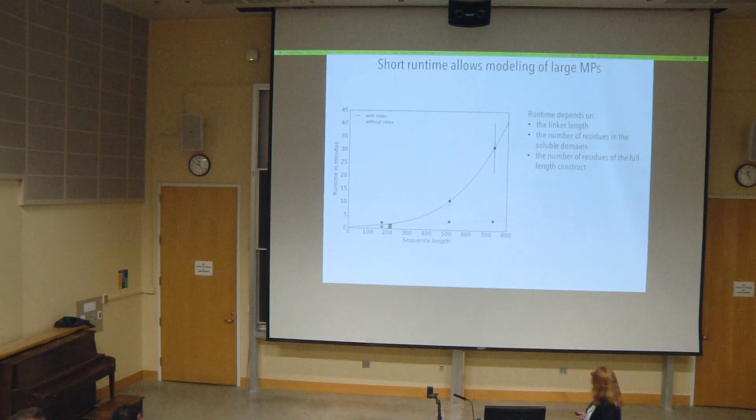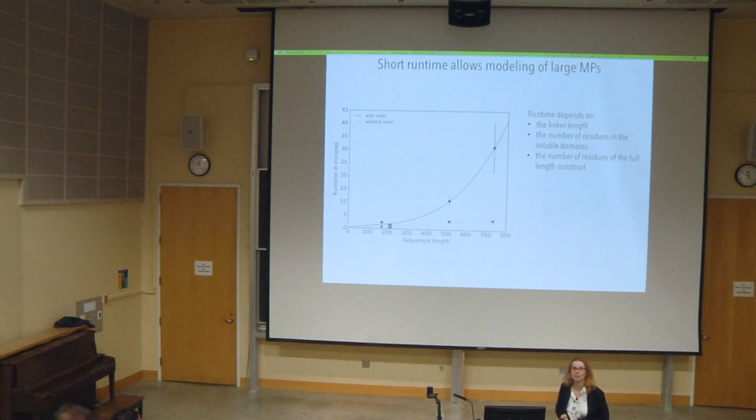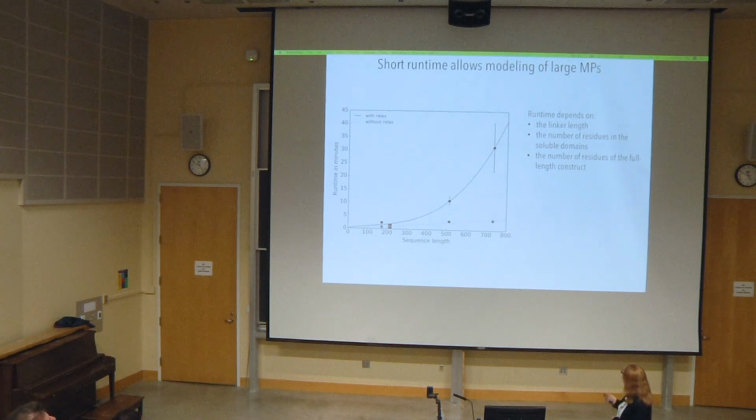So in terms of runtime, this protocol also runs relatively quickly. This is over sequence length, so size of the protein. If you have a 700 residue protein, without refinement, you can create models within 5 minutes. If you do refinement on top of that, you can create models within, let's say, 35 minutes. The runtime depends on a couple of factors: linker length, number of residues in the soluble domains, and then, of course, number of residues of the full-length construct.